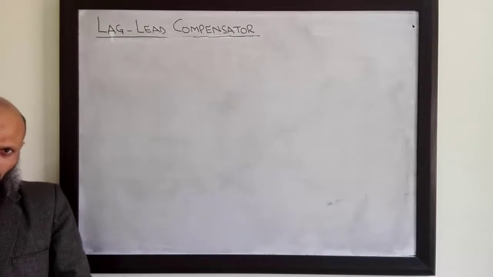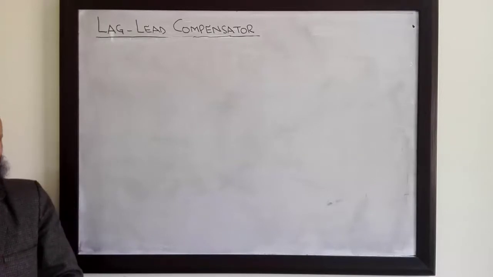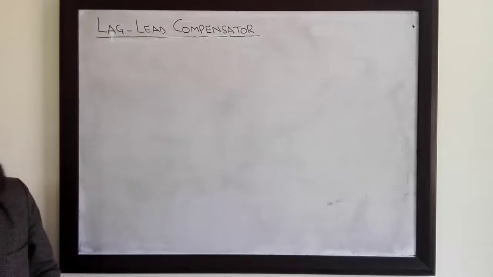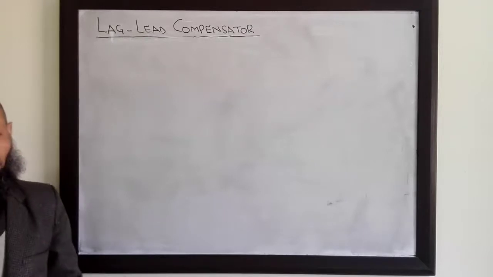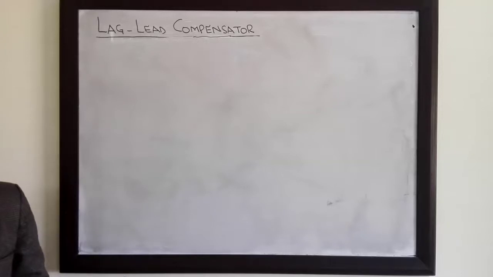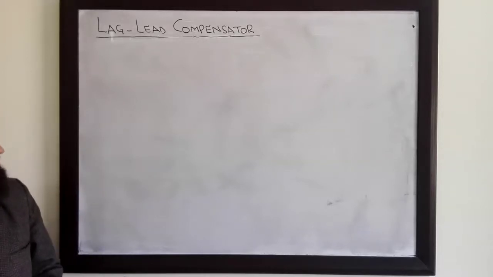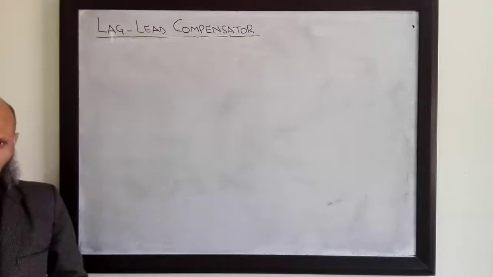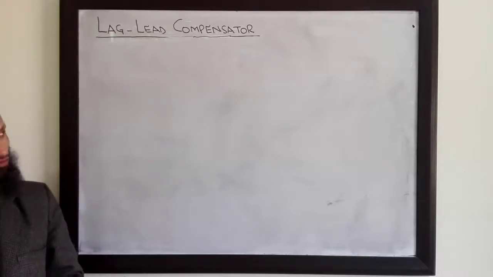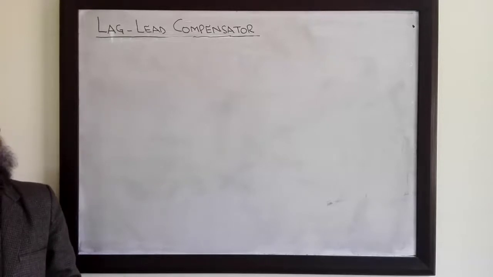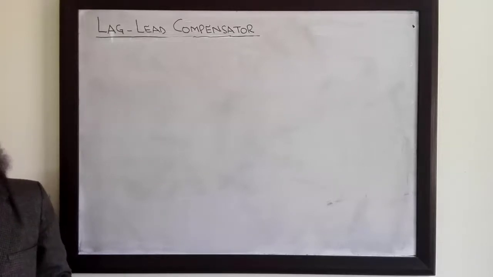Lead compensator is utilized to improve the transient characteristics, and lag compensator is utilized to improve the steady state errors. If for a particular system both the transient response specifications and steady state error requirements are not fulfilled, then what we have to do is cascade both the lag compensator and lead compensator to the system so that design specifications are achieved.